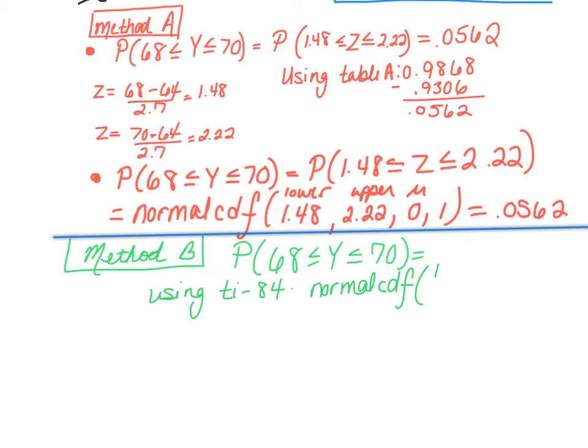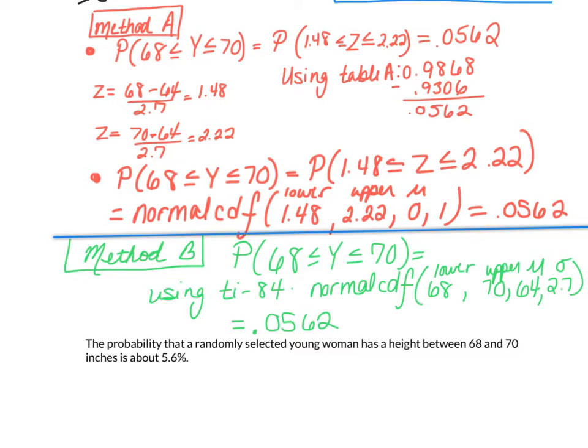You're opening up your parentheses and you're going to label your lower 68, your upper 70. Mu is what it was in our model, which was 64, and our standard deviation was 2.7, again labeled. So I totally bypass all that hard work, and if you type that in, you'll also see you get 0.0562. And finally, regardless of which method you use, you absolutely need your conclusion in context.